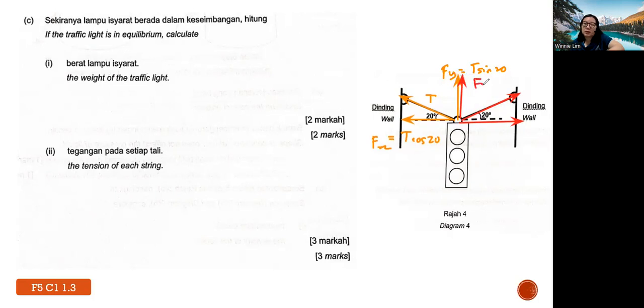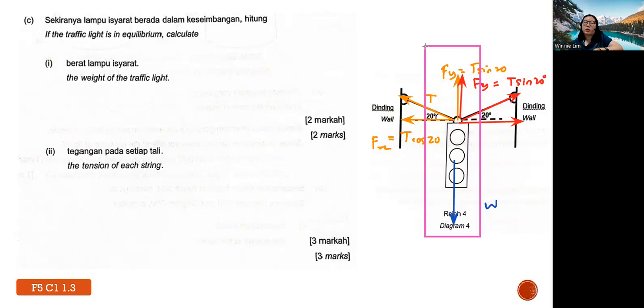Then this is still another Fy, so it's still T sine 20. Then you also have the weight of this traffic light. So for this context, we only look at the vertical component. That means we only focus on this part. If teacher wants you to tell me the relationship between the upward force and the downward force, their relationship by right is supposed to be equal, because when you add up, there should be zero net force at rest. So the general equation is basically 2Fy equals to what? Weight. Then of course you sub accordingly.